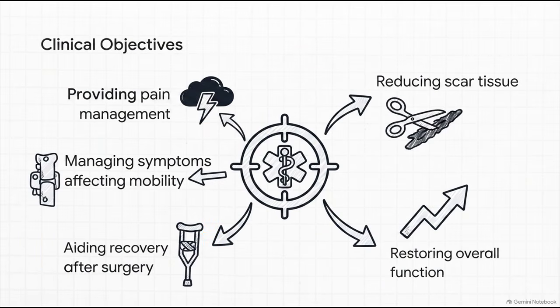Building on that definition, let's talk about the clinical objectives. PT aims to aid recovery after a surgery or an injury, manage symptoms of conditions that affect mobility, provide highly effective pain management, reduce scar tissue, and, ultimately, restore overall function and quality of life. For us as coders and billers, the crucial point is this. These specific objectives represent the exact outcomes auditors are hunting for in a clinical chart. If the documentation doesn't clearly show that the therapist is actively working toward one or more of these specific goals, the medical necessity of that service is going to be heavily scrutinized.